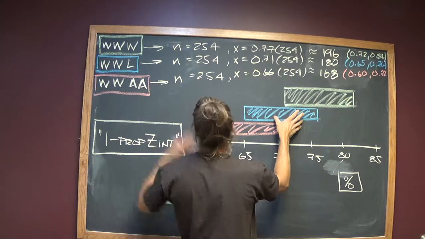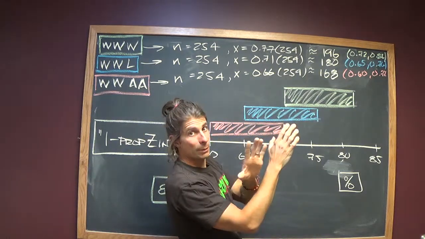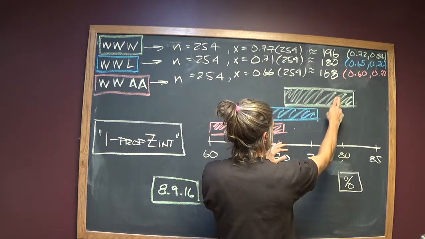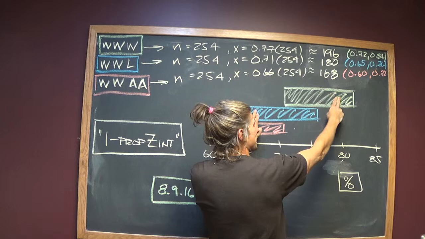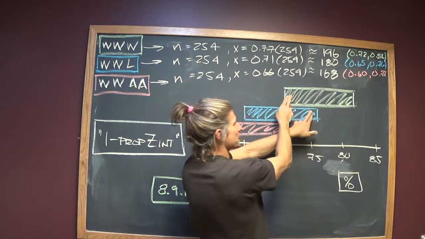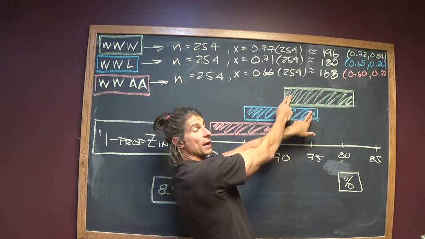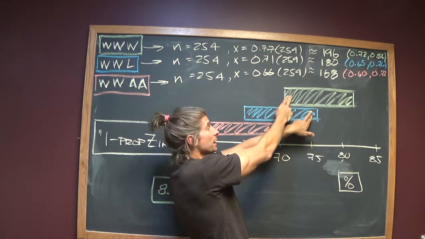Same thing with this blue one, which is would welcome a Latino. Could be here, could be here, could be here. Now, it might very well be that the percentage of those that will welcome Caucasian is much higher than the percentage of those that will welcome Latinos, in which case this is higher than this. But what if it's like this? Then the percentage that would welcome Latinos is actually higher than the percentage that will welcome Caucasians.